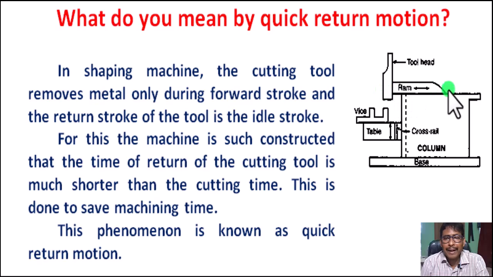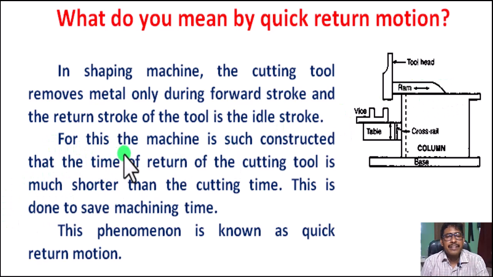The ram horizontally reciprocates along with the cutting tool. Only during the forward stroke is metal removed from the job. During the return stroke, there is no cutting action; the tool just goes back to its position, idle.